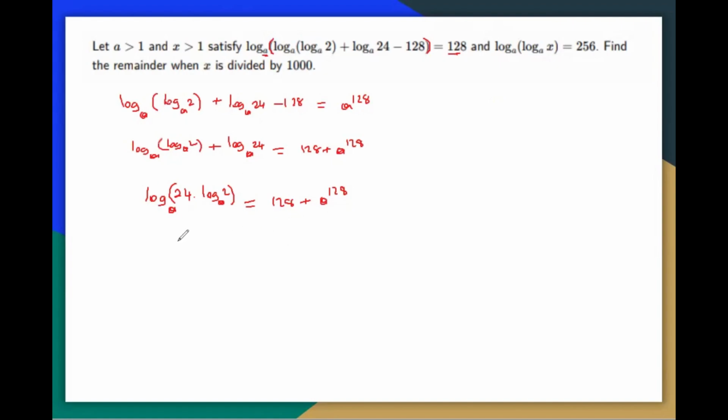So that will give us 24 times the log base a of 2 is equal to a to this entire thing as the exponent, which should look like 128 plus a to the 128. Again, this mess right here is just the exponent of the a. It is not nice looking, but let's see if we can get something out of it. Again, I'm going to pull this in as a power. So that should be the log base a of 2 to the 24 is equal to a to the 128 plus a to the 128.